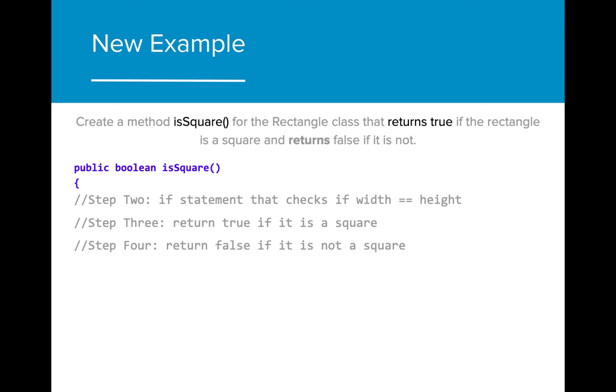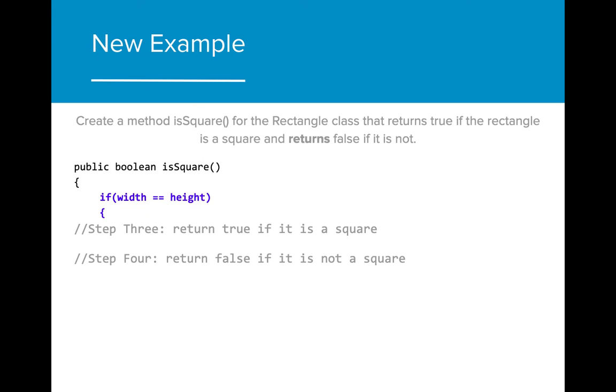To create the method, we should use the method name that is given in the problem and make sure that the return type is boolean. Because we are returning true or false to the program, we need the return type to be boolean. Then we need to create an if statement.